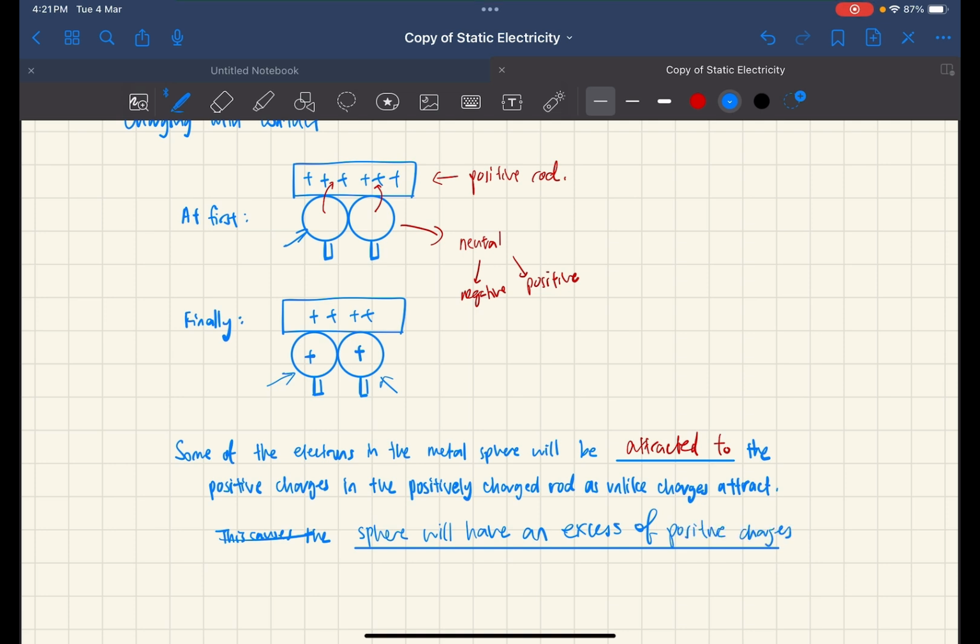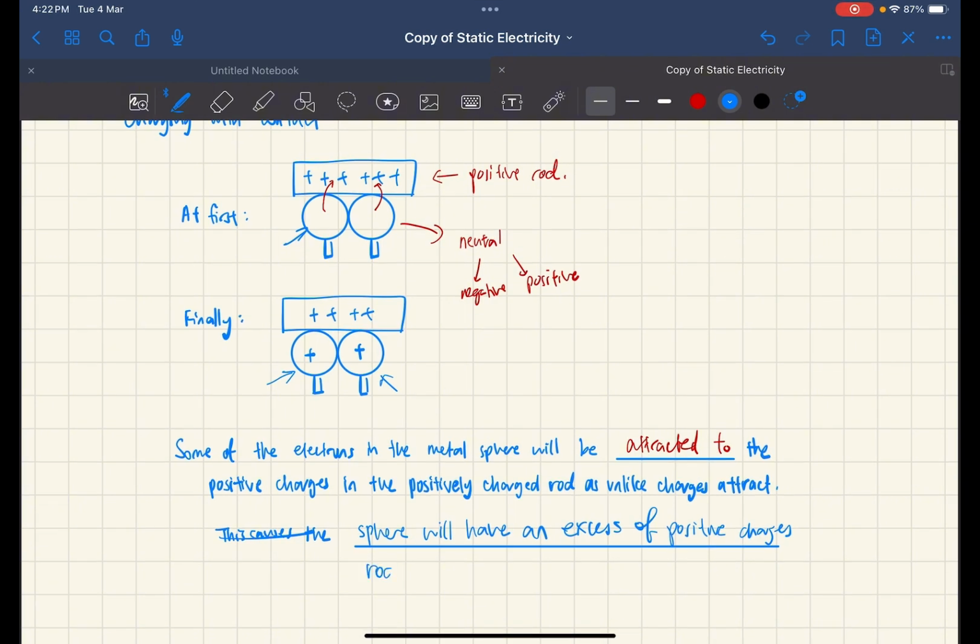And then because some of the positive charges in the rod were neutralized, the rod will have fewer positive charges. So it will be something like this one. You will end up having less positive charges over here, and then you will also have a positive charge and a positive charge over here as well.